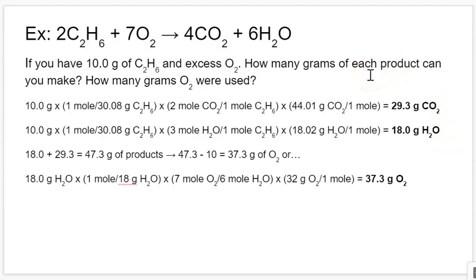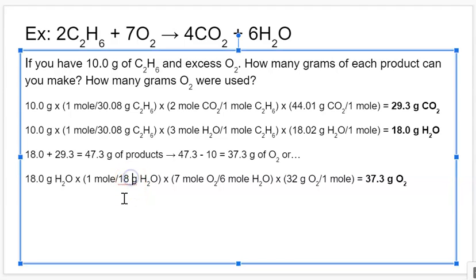There's often many ways to do a stoichiometry problem, and it's often going to get you to the same answer because of the internal logic of the chemical equation. So here, in this case, I used the 18 grams of water. I divided by the molar mass of water. That should be 18.02.